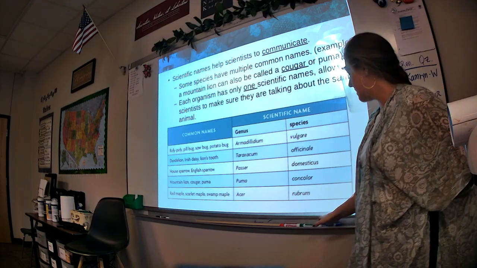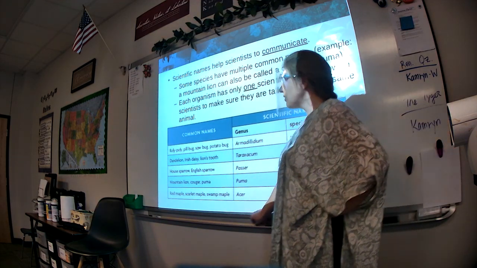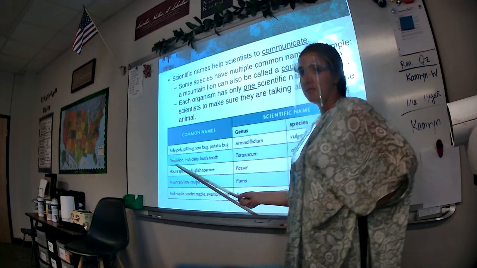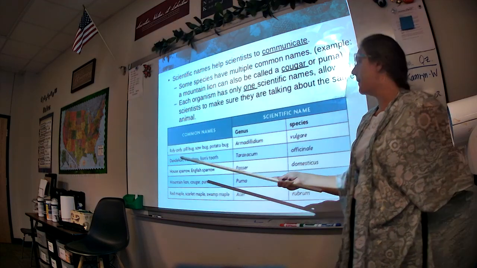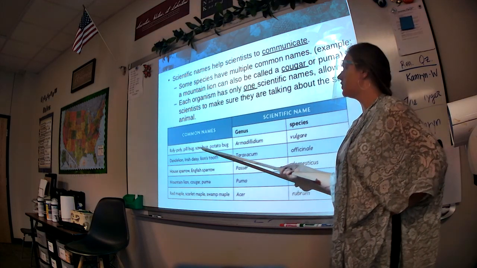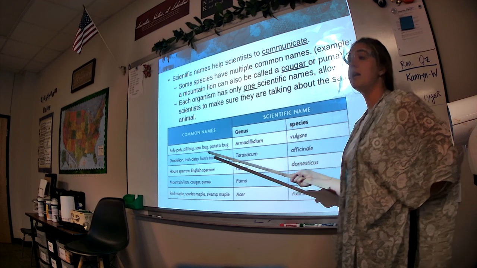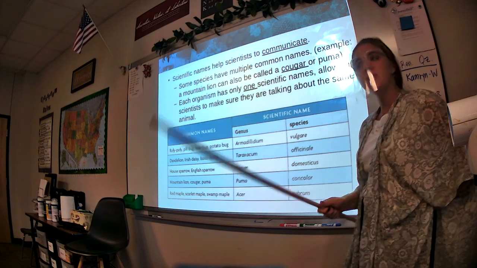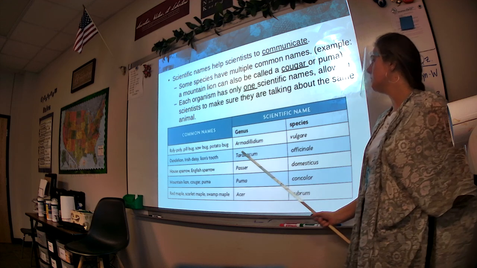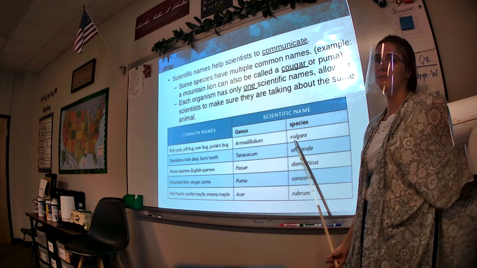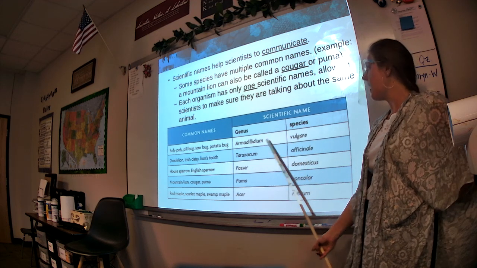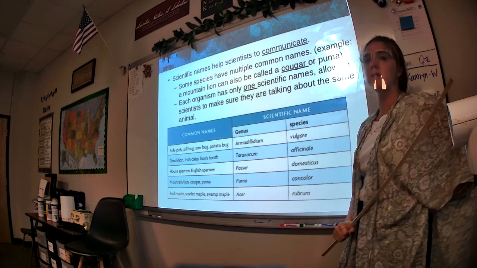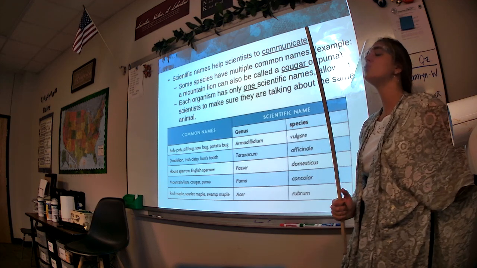So here are some more examples. The little insect or bug that we call the roly-poly, some people call it a pill bug, some call it a sow bug, some call it a potato bug. Okay? But its technical scientific name is Armadillidium vulgare. If you call it that, every scientist will know what you mean.